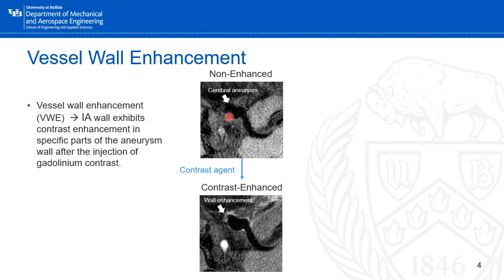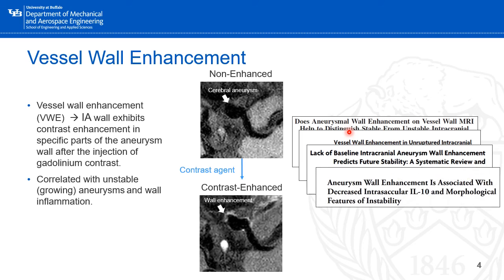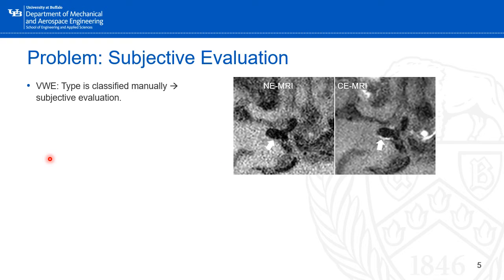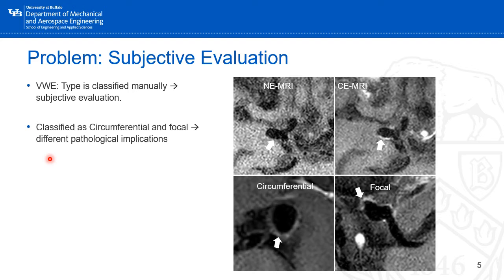Now, the interesting part is that this phenomenon has been correlated with unstable aneurysms or growing aneurysms in multiple studies in the past. And the major advantage is that this is a minimally invasive clinical imaging biomarker. The problem with this, however, is that, similar to size, it's very subjective. So vessel wall enhancement as a phenomenon is broadly classified into two different types. There is circumferential enhancement and there is focal enhancement.